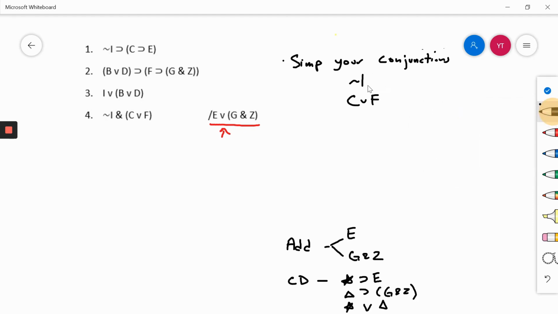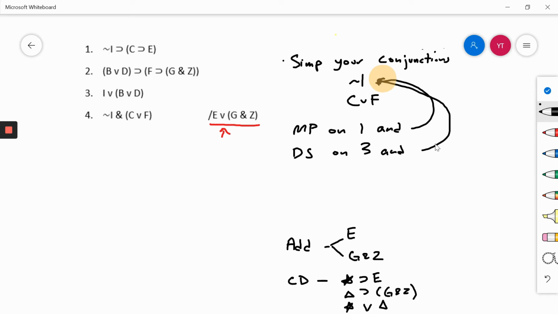And here, one of the things that we see is that this opens the door to maybe a modus ponens derivation. Not I occurs as the antecedent of premise 1. And additionally, not I is the negation of this left-hand disjunct, which means that we might be able to use DS productively on lines 3 and not I.